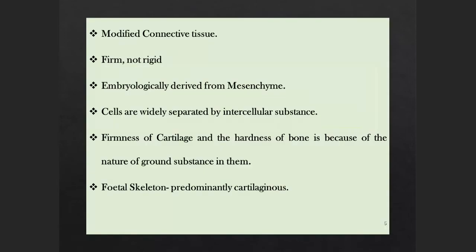Now we are talking first about cartilage. It's a modified connective tissue. It is firm but not rigid. So it's a difference: it is firm but it is not rigid. You cannot bend it. It is embryologically derived from mesenchyme, and cells are widely separated by intercellular substance. The firmness of cartilage and hardness of bone is because of the nature of the ground substance in them. So this is one important thing.